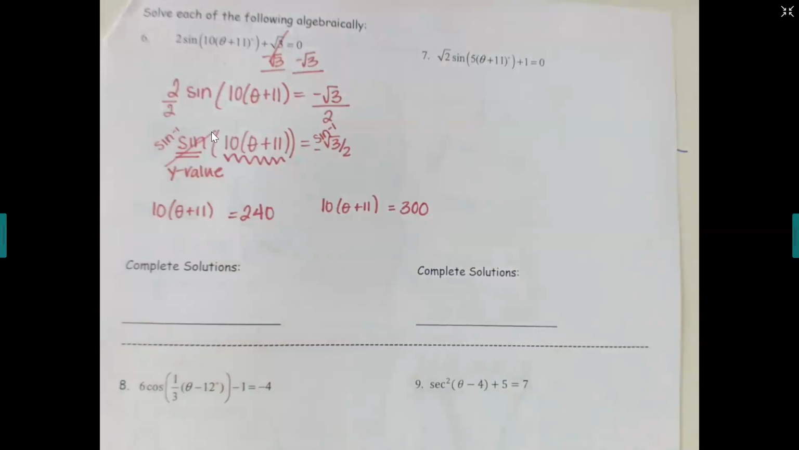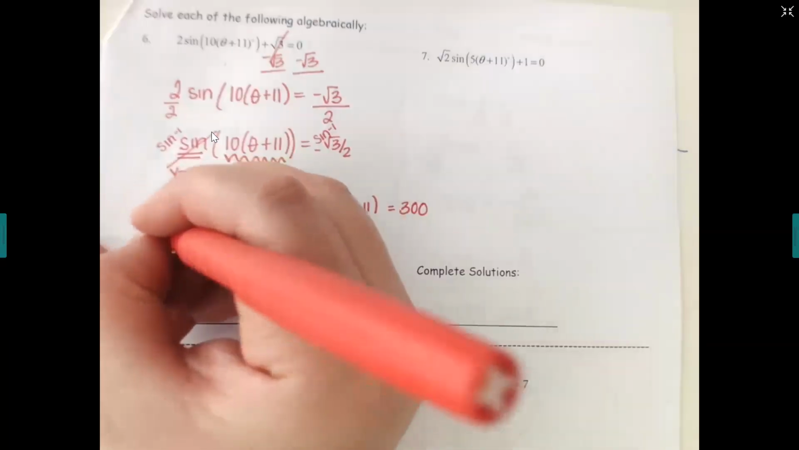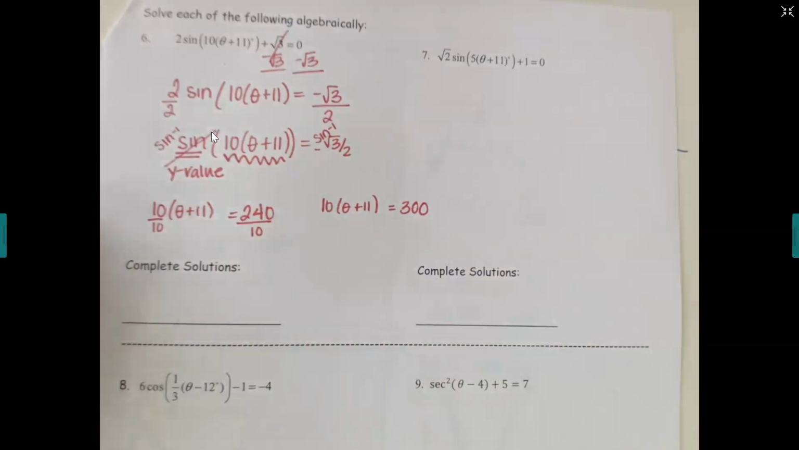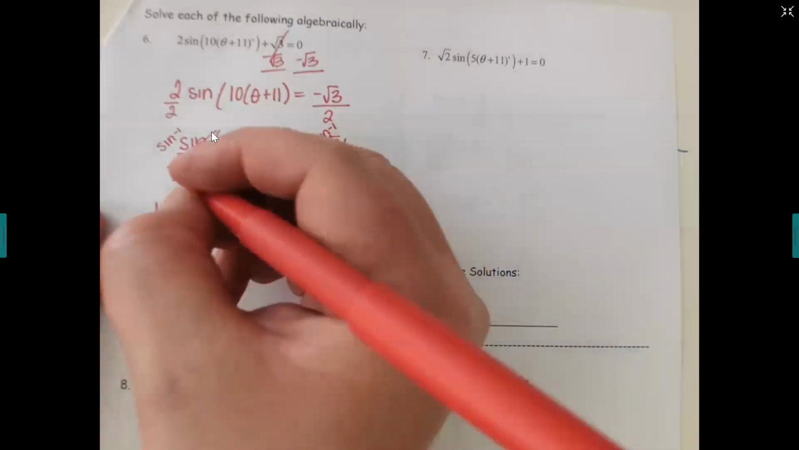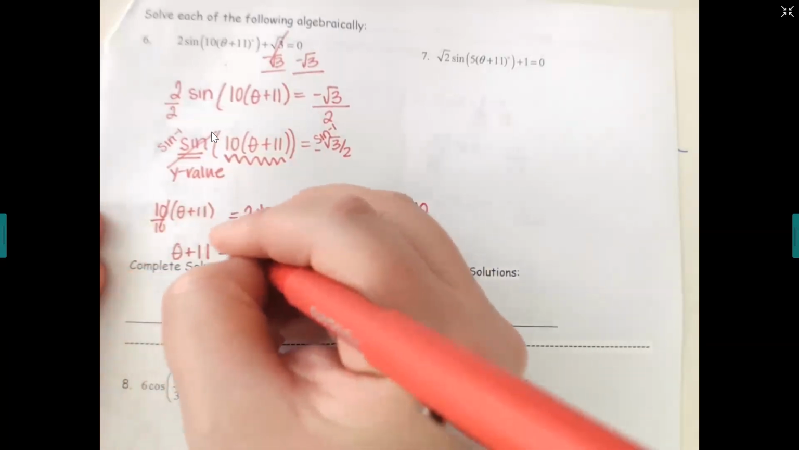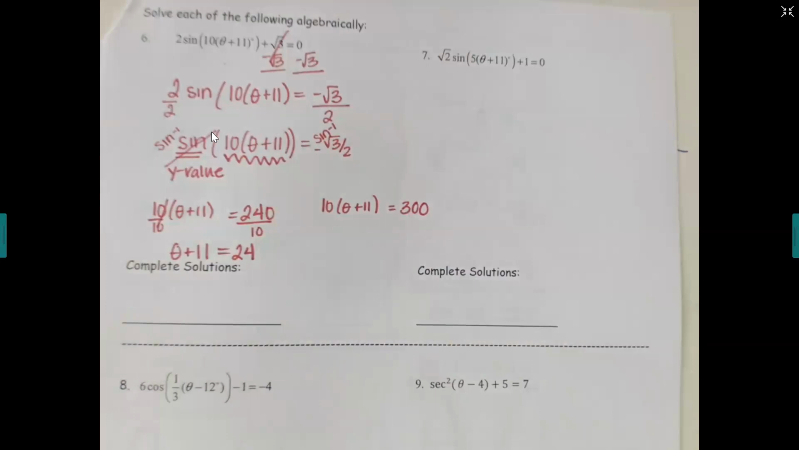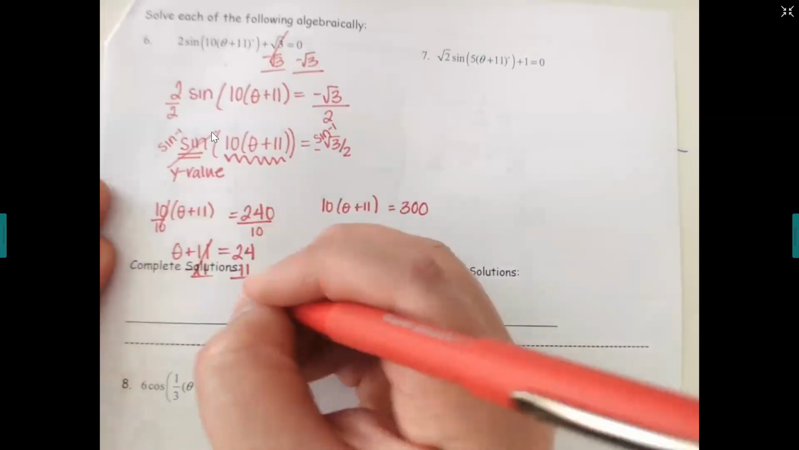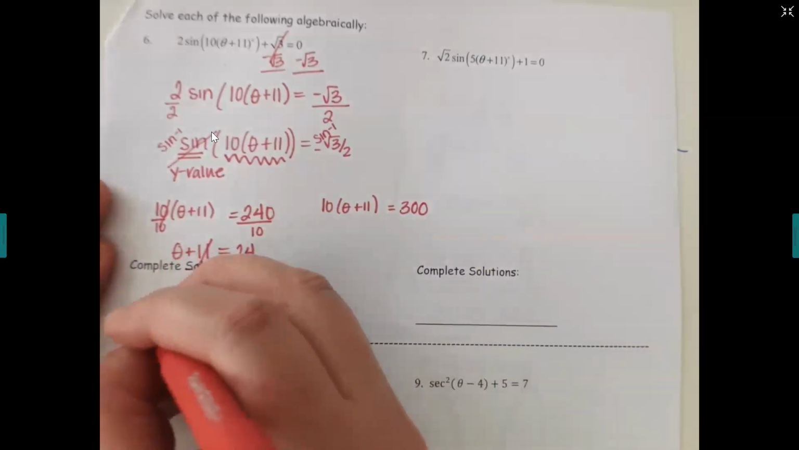Okay, what would we do with the 10? Okay, you could distribute it, but let's not. How can we get rid of a times 10? Let's just divide it out of the way. Distributing isn't wrong, but it'll be an extra step later. So divide the 10. Now I have theta plus 11 equals what? 24. 24, because when you divide by 10, you just knock a 0 off. And then minus the 11 across, what do we get? Theta equals what? 13.